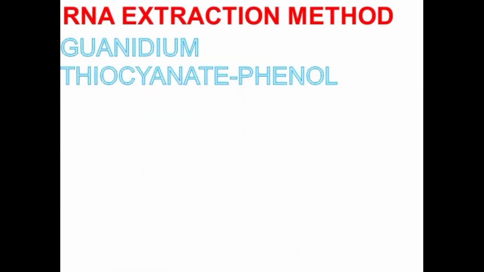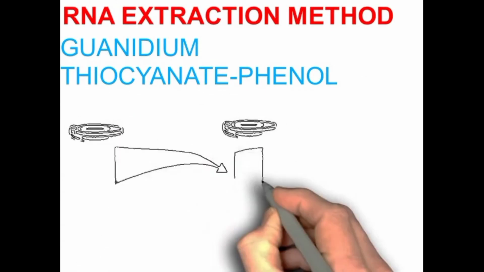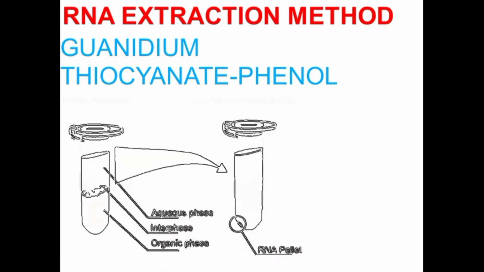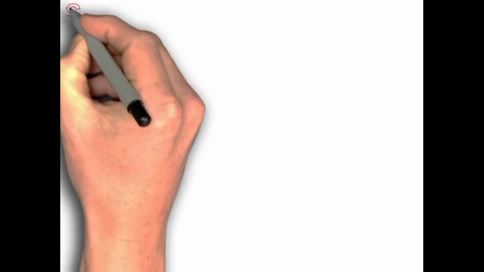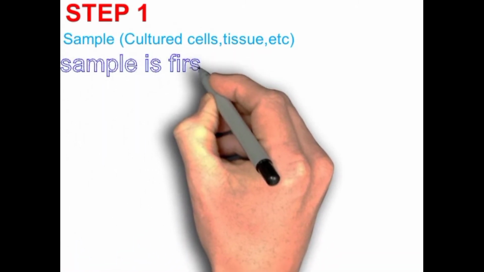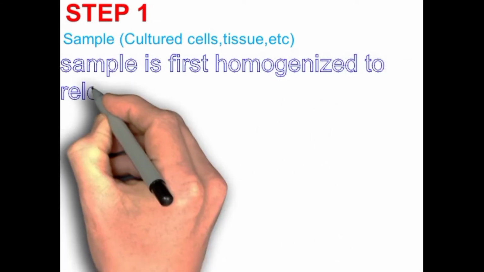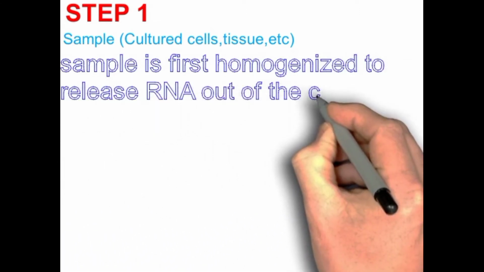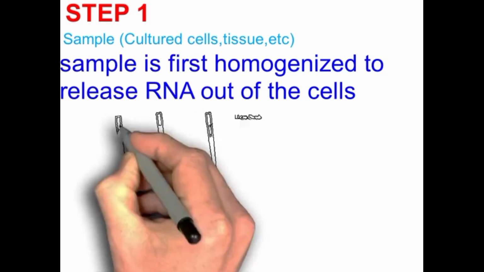RNA extraction method. Guanidium thiocyanate phenol. Step 1. Sample such as cultured cells, tissues, etc. The sample is first homogenized to release RNA out of the cells.